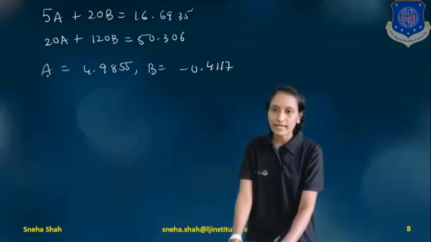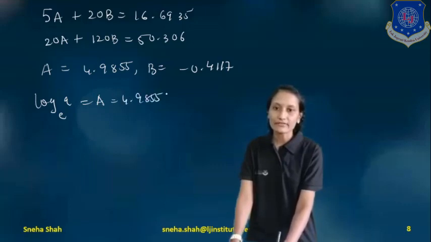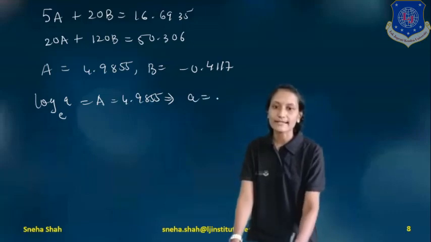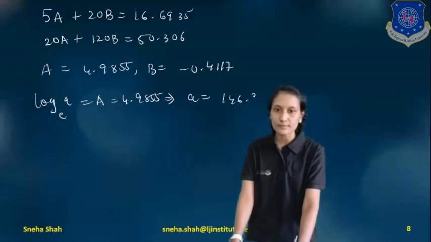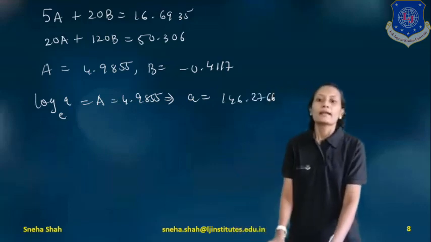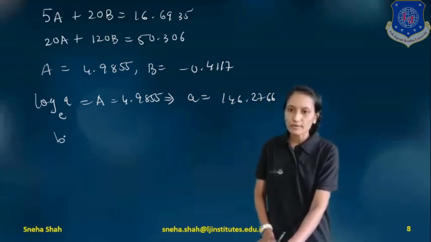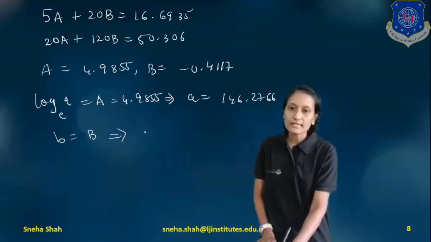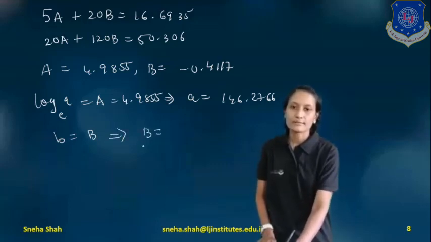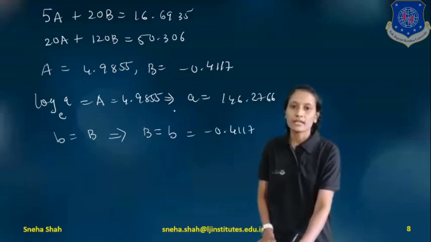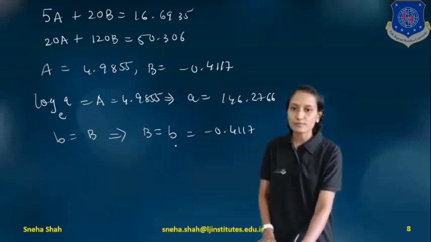What is the value of capital A? We have taken log A to the base e equals capital A, and its value we have taken as 4.9855, right? From this we can find the value of small a equals e raised to 4.9855. Its answer will be 146.2766. Now similarly we will find the value of b. Here we have taken small b equals capital B. So directly we can say that capital B equals small b equals minus 0.4117. So here we have found the values of small a and small b.